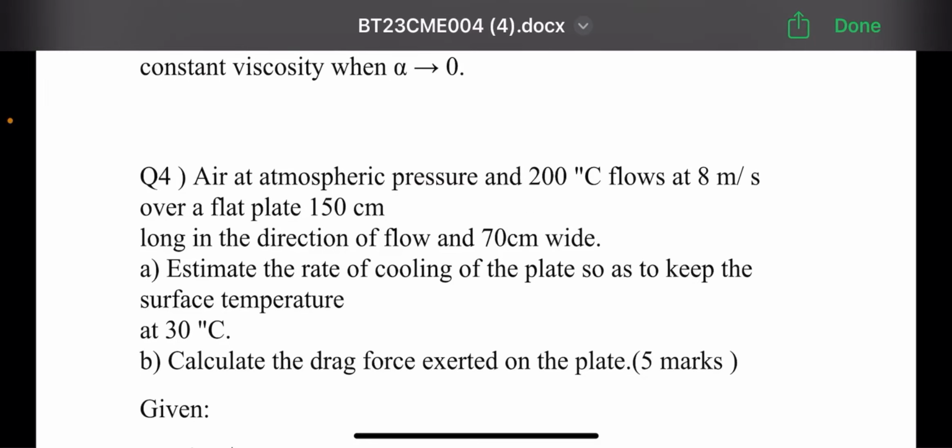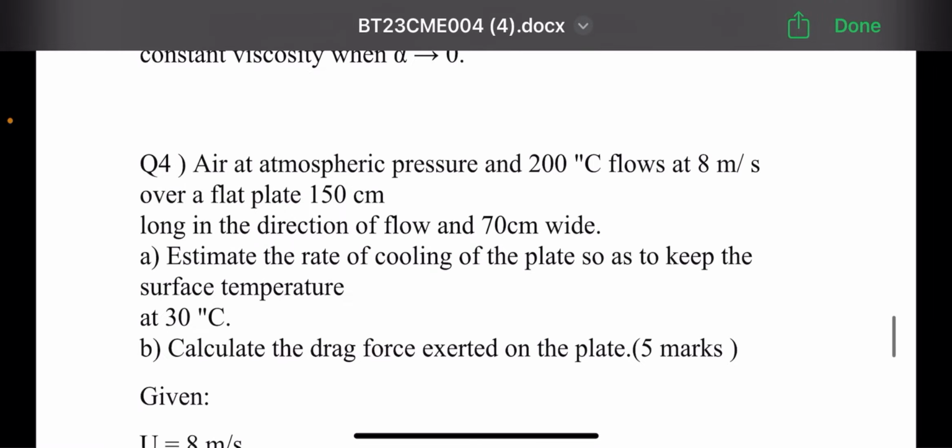Air at atmospheric pressure and 200 degrees Celsius flows at 8 meters per second over a flat plate 150 cm long in the direction of flow and 70 cm wide. Estimate the rate of cooling of the plate so as to keep the surface temperature at 30 degrees Celsius. Calculate the drag force exerted on the plate.